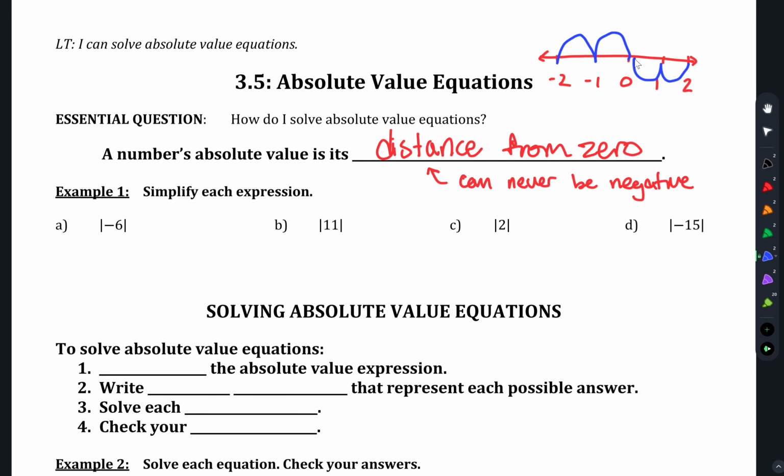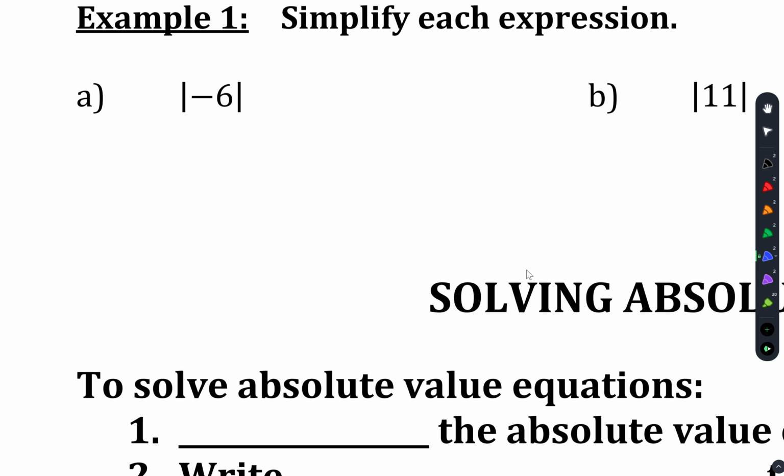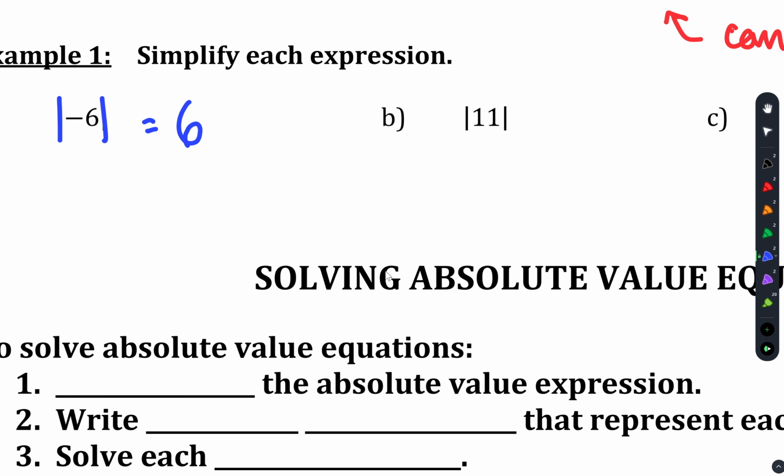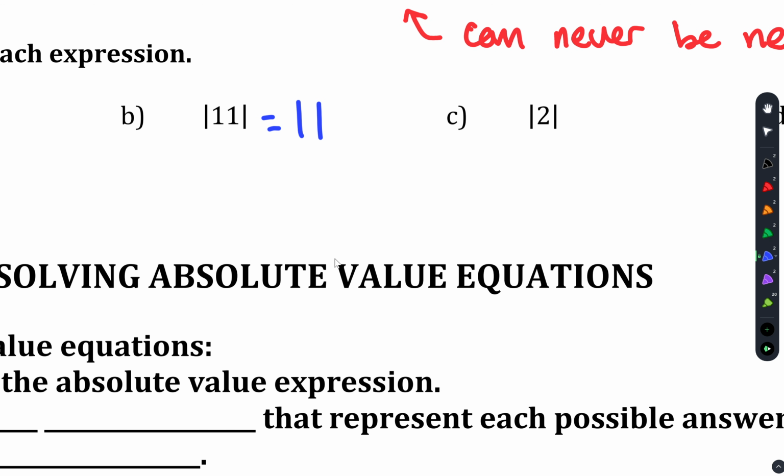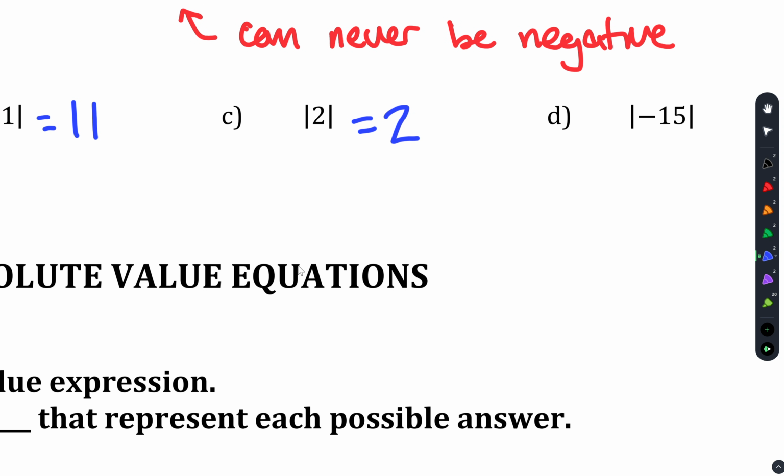So basically all we're going to do is take whatever's inside of the absolute value symbols, which are just these straight lines here, and make it positive. So the absolute value of -6 is 6. The absolute value of 11 is 11. The absolute value of 2, here's a shocker, it's 2. Ready, go for it. 15. Perfect. Simple enough there?